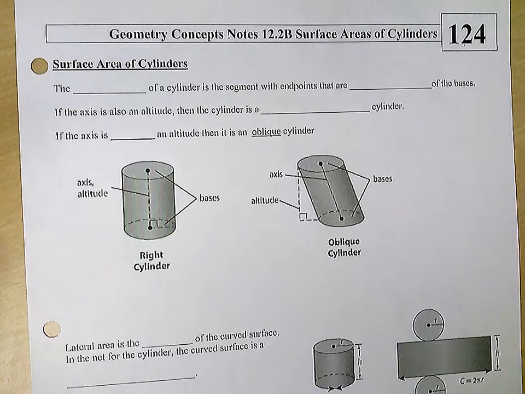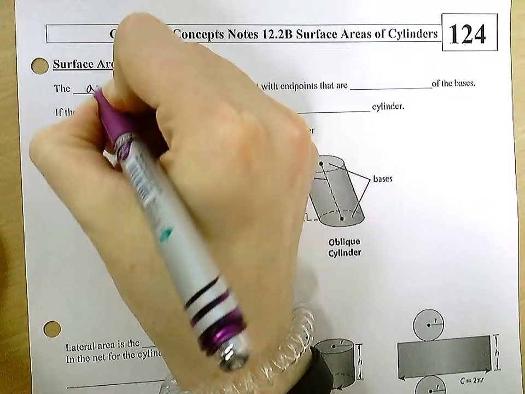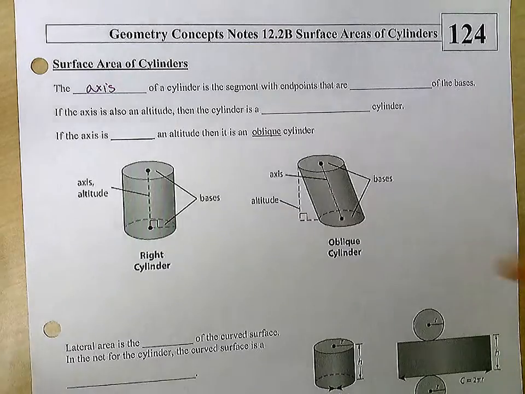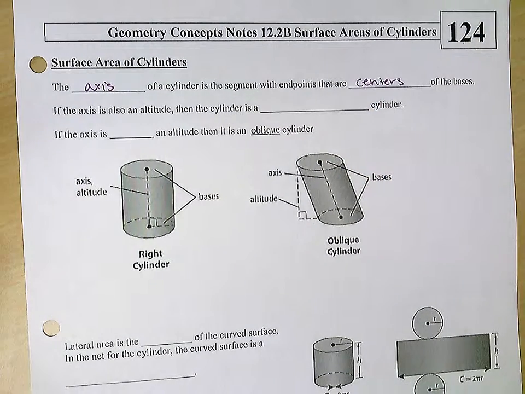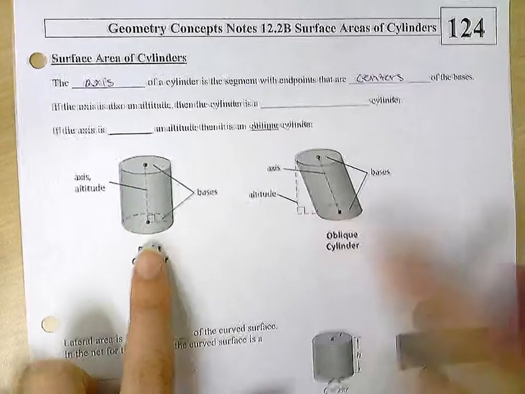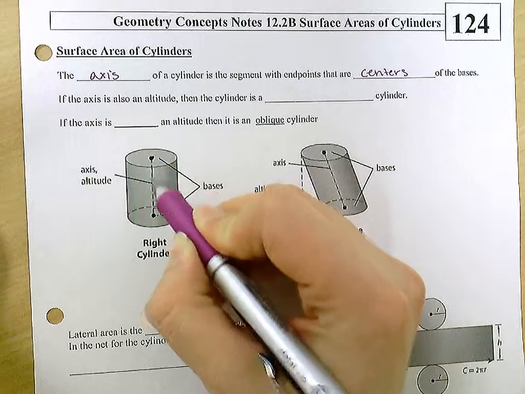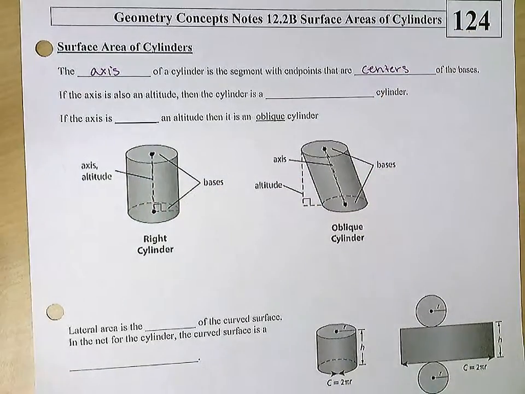About our cylinders. The axis of a cylinder is the segment with endpoints that are centers of the bases. So your axis in both of these goes from the center point of both bases to create that axis between those bases.